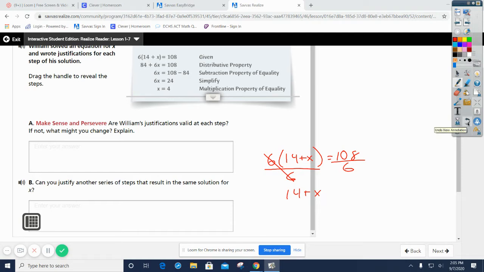let's see, then those 6's would cancel, and 108 divided by 6 is what? See, 6 times 10, 6, that'd be 18. And then minus 14 from both sides, and you'll notice we still get x equals 4. So your reasons would be different. The first step would be by division property of equality. The second one would be by subtraction property of equality. And the last one would just be simplifying.